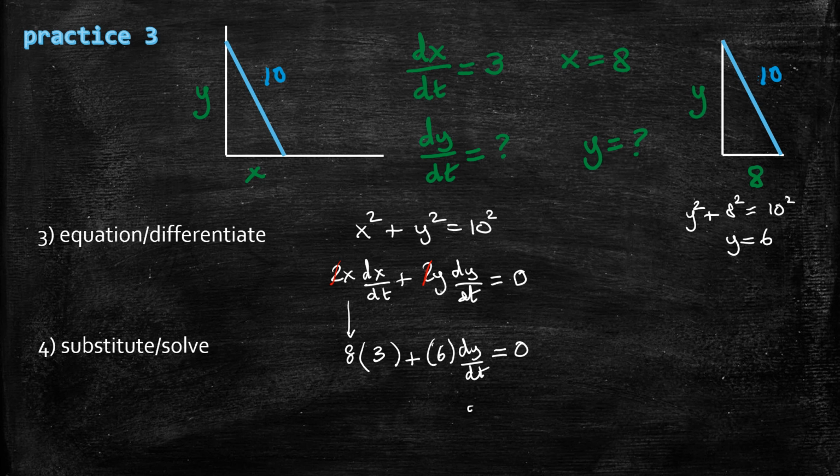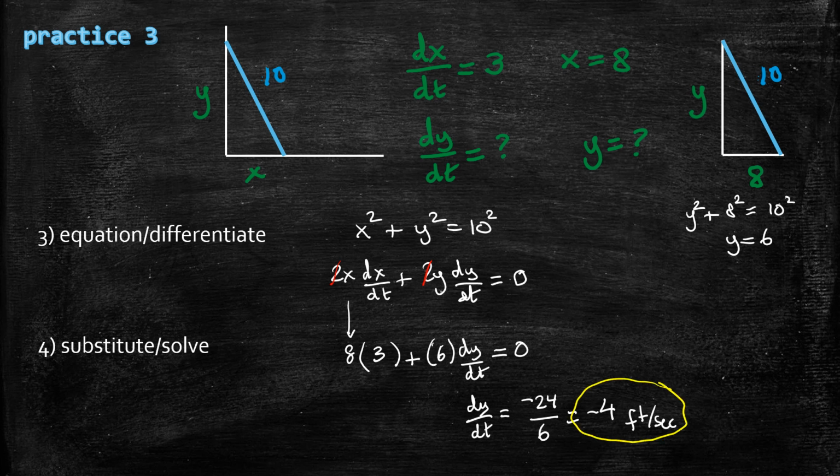So dy/dt times 6 is equal to negative 8 times 3, which is 24. Bring that to the other side, we get negative 24 divided by 6, and that comes out to be negative 4. And the units are feet per second. So that's our answer.